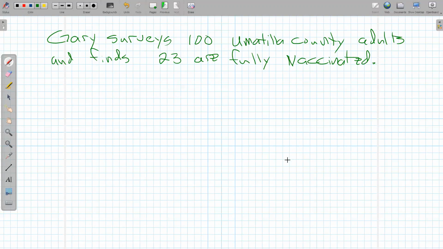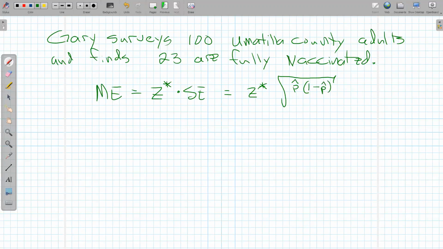So what's going to happen here? I'm just going to jump right to the central limit theorem. The central limit theorem says that the margin of error for this situation is going to be the magic z-score that we choose times the standard error. Standard error for a proportion is that funky square root of the sample proportion times the opposite of the sample proportion, over the sample size.